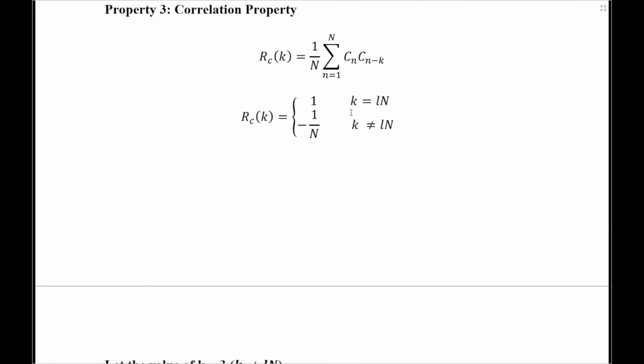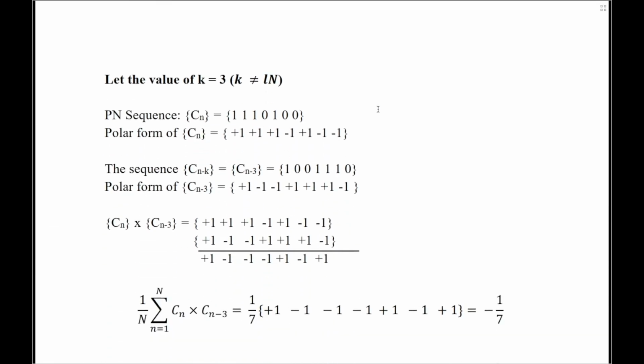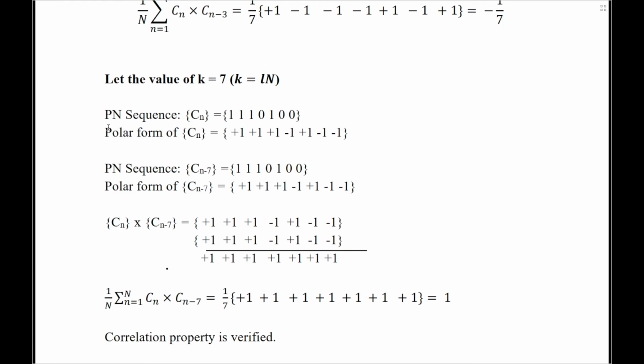Let us now move on to the second case when k is equal to L into N, where I will assume L equals 1. To do that, once again I am going to write the Pn sequence and its polar form. Then I am going to write the sequence Cn minus k. Here in this particular case it is Cn minus 7. The overall idea here is when you rotate the Pn sequence by an integer multiple of the length of the sequence, you will obtain the exact same sequence once again. Therefore, Cn and C of n minus 7 will be exactly the same sequences. The same will happen when k is equal to 14, 21, etc.